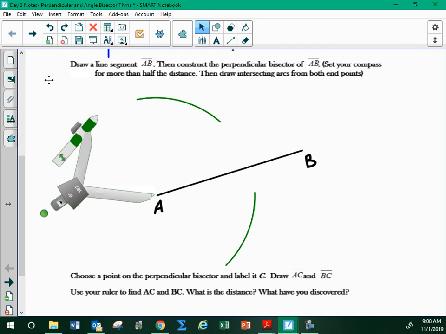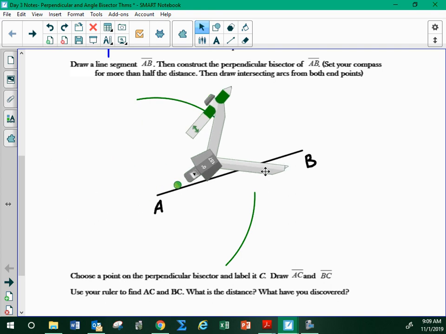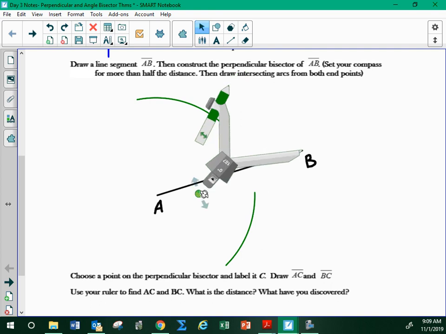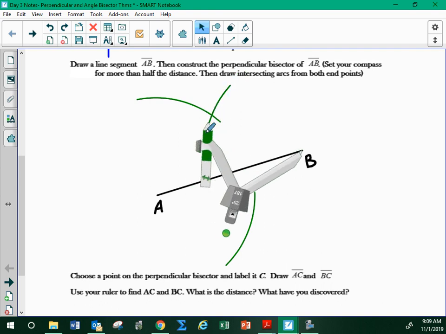Okay. All right. So now that we have an arc above and an arc below, we keep our compass the exact same width. And I'm now going to repeat this process, but put the black end on point B. We're going to repeat this process so that we get that intersection. The intersection is what we're hoping for.